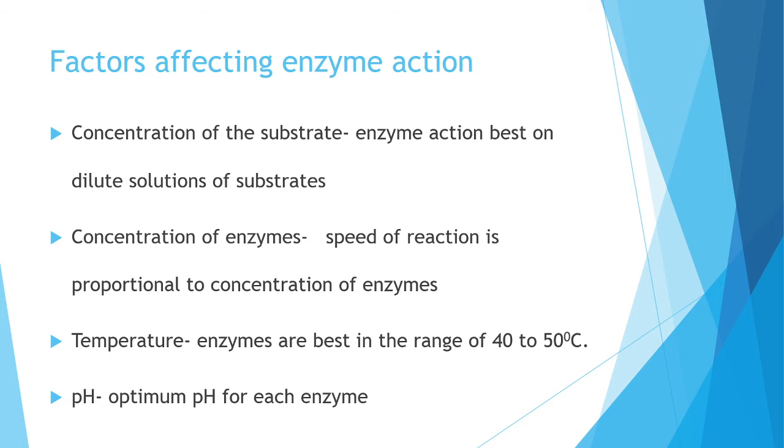And the third point is the temperature. Enzymes are best in the range of 40 to 50 degrees Celsius. So in the range of 40 to 50 degrees Celsius, enzyme action will be higher and good. That is the importance of temperature. And the next point is pH. For each enzyme, there is an optimum pH. And these are the 4 factors affecting enzyme action.